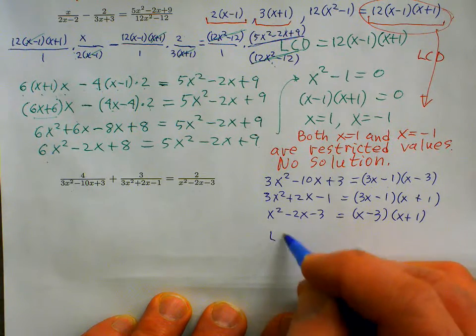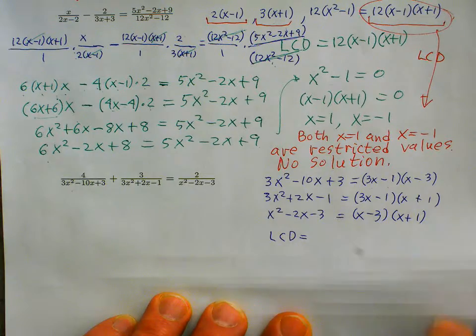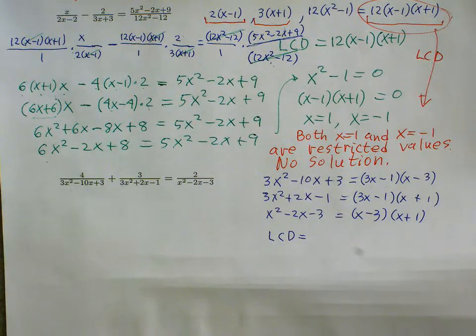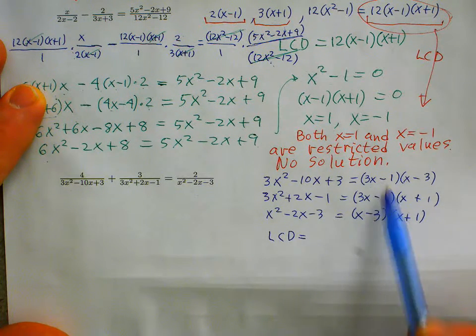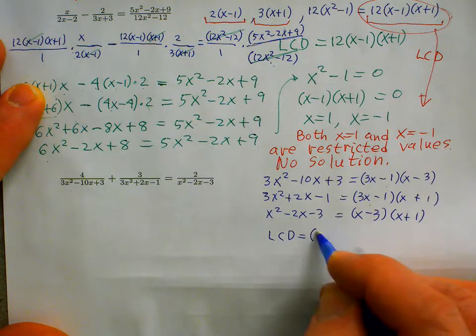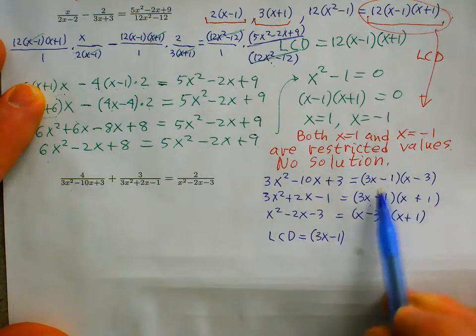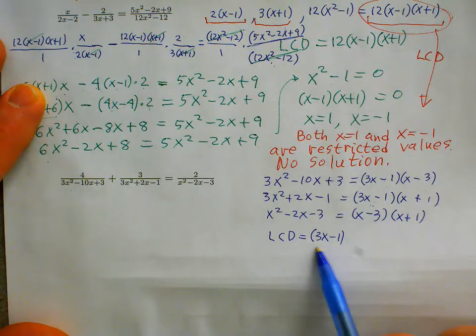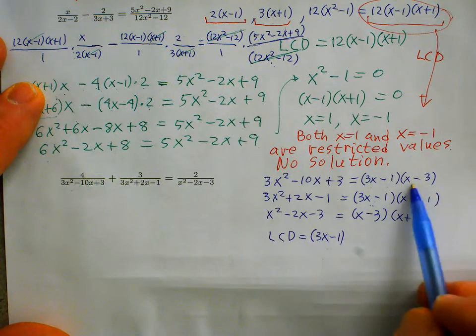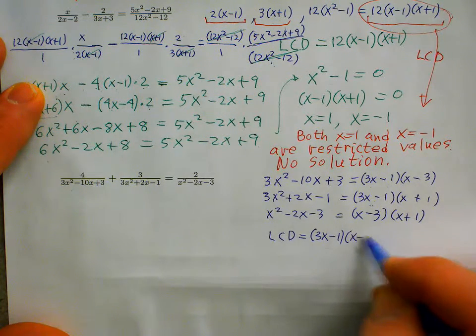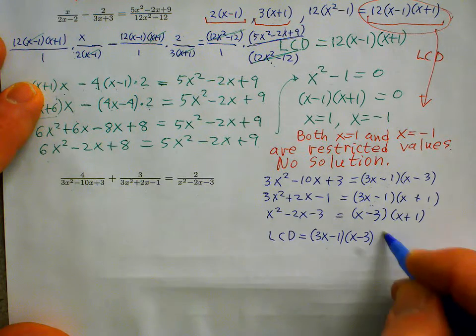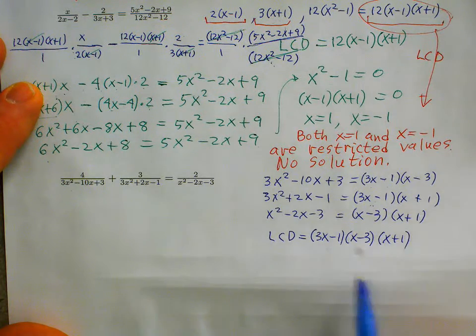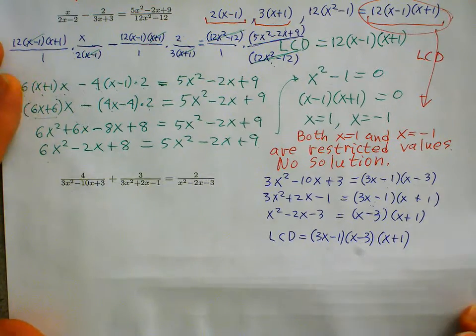So the least common denominator has to represent all of those denominators. 3x minus 1 appears in two denominators, so it's part of the least common denominator. X minus 3 is also in the least common denominator, and x plus 1. So that's all we need for the least common denominator.